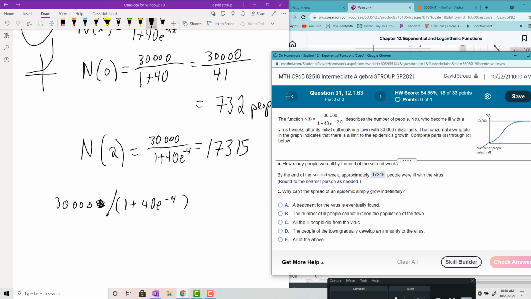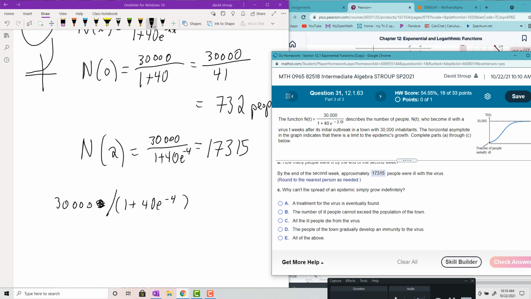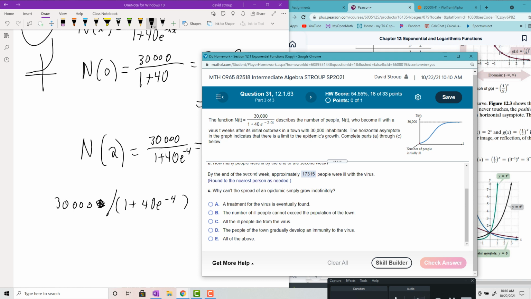And then there's more. Why can't the spread of the epidemic simply grow indefinitely? Well, there's only 30,000 people, so the number of ill people cannot exceed the number of people in the town.